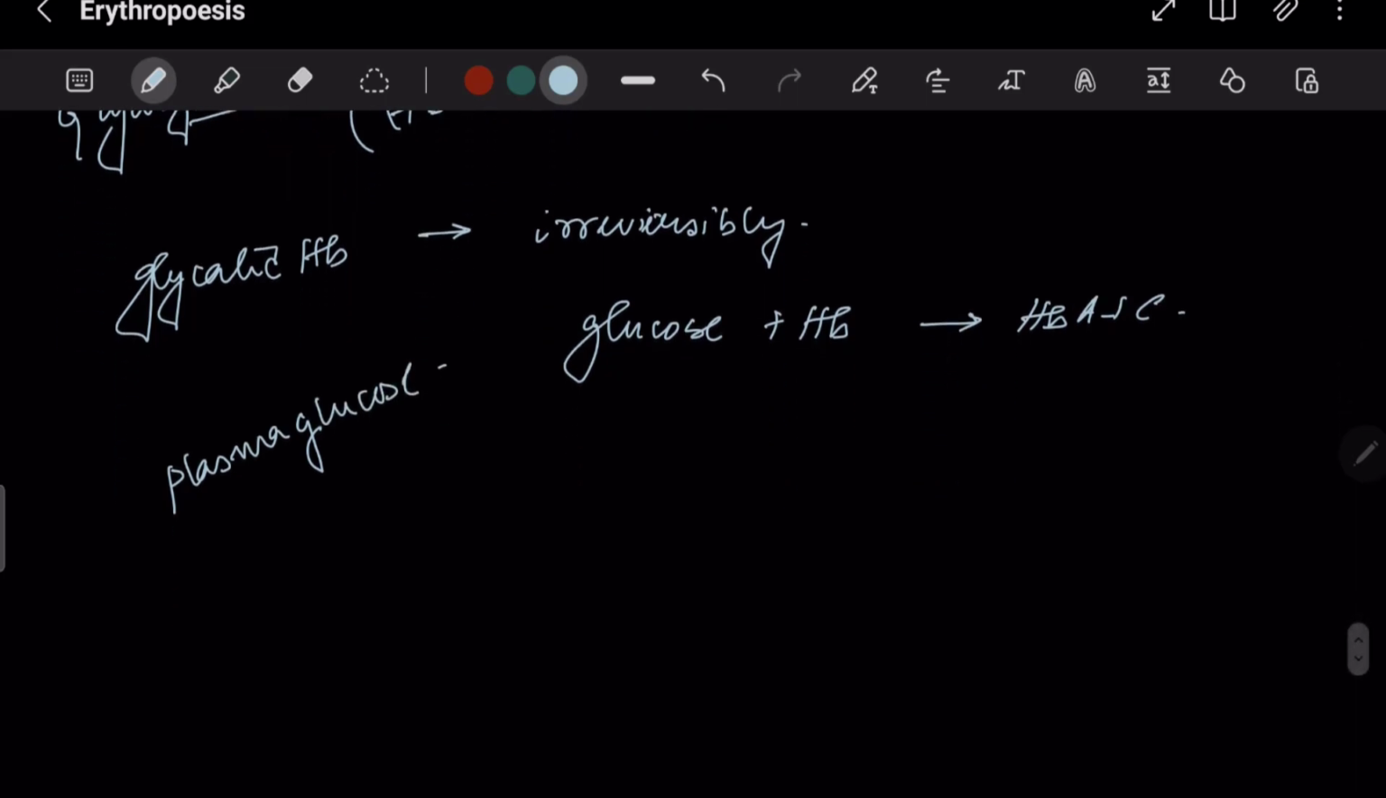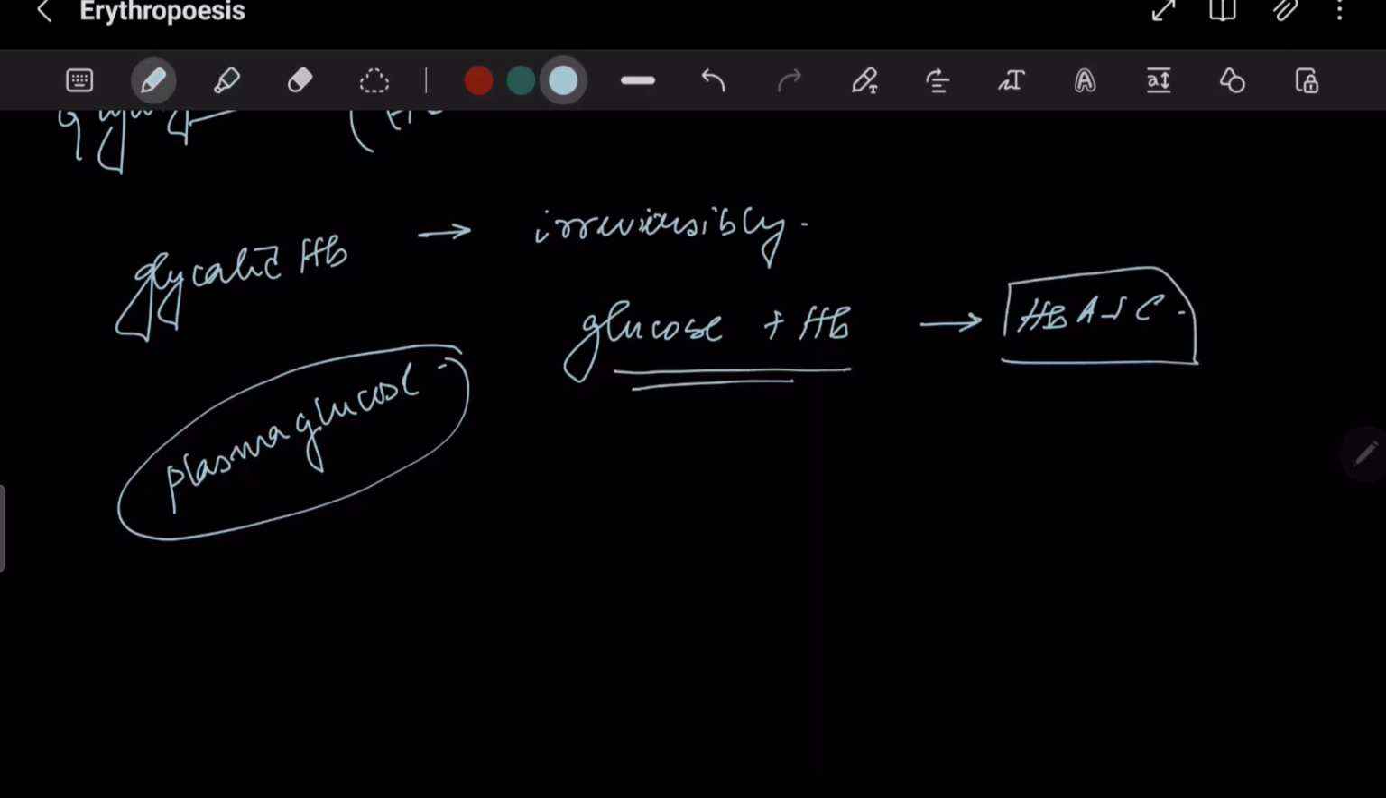If plasma glucose is consistently increasing, more glucose will attach to the hemoglobin, and as a result, more glycated hemoglobin will form. A percentage of around 6 of glycated hemoglobin is normal. Once the glucose is attached to hemoglobin, the hemoglobin remains glycosylated for the remainder of the lifespan of the red cell. Hence, glycosylated hemoglobin indicates the average plasma glucose level over a 3-month period, that is 120 days, which is the average lifespan of the RBC. So, blood glucose level can be measured by the presence of glycated hemoglobin.